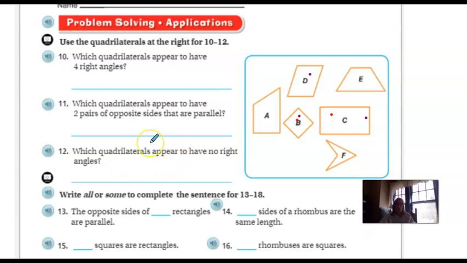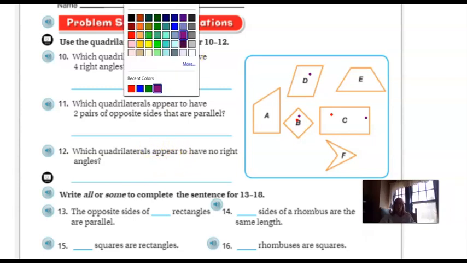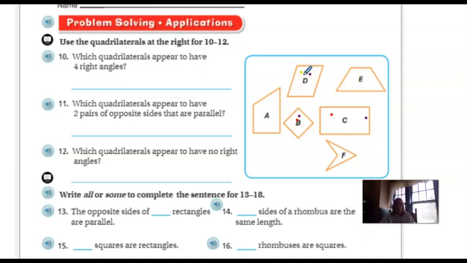Which quadrilaterals appear to have no right angles? I'm going to go with something a little bright so you can see it. If you look at D, no right angles, it does not form any L's. E is a trapezoid and it has acute and obtuse angles. And then F has an obtuse and these are acute angles, no right angles.